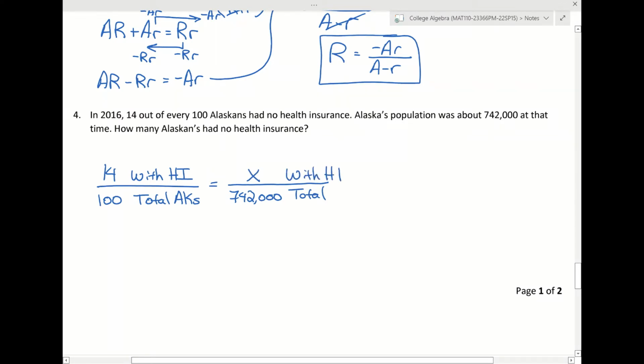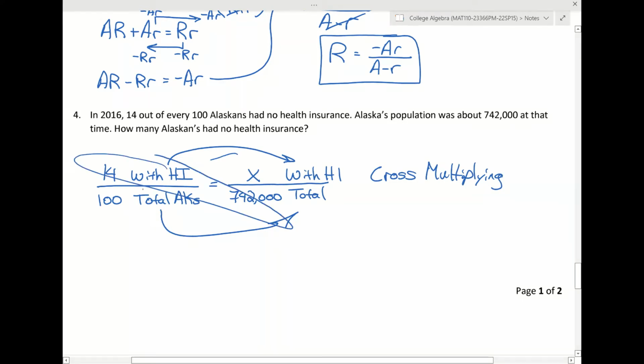So really all we have here is something called a proportion. The proportion part is just setting them up. We want the top to be the same type of quantity. And once you set it up correctly, all you do to solve a proportion is cross multiplying. What cross multiplying means is we multiply along the diagonal. 14 times 742,000 is equal to 100.